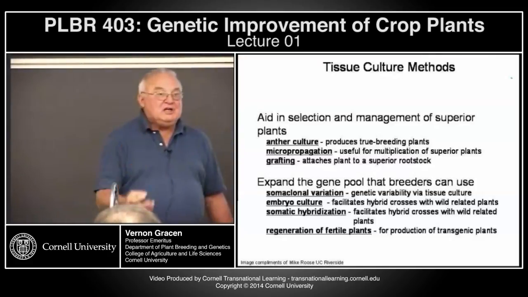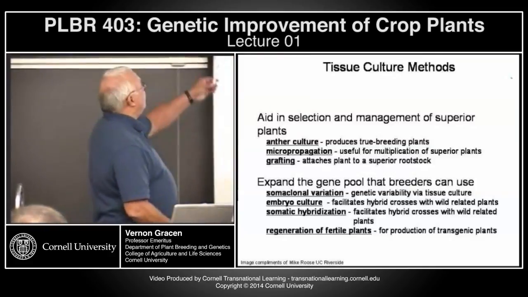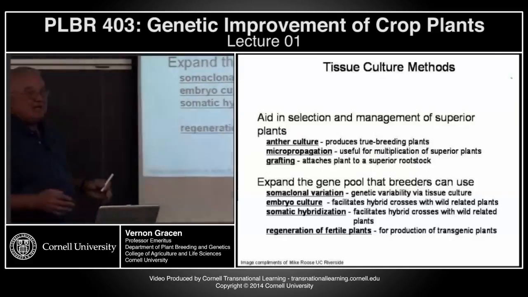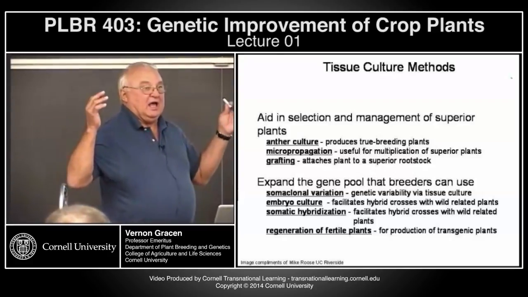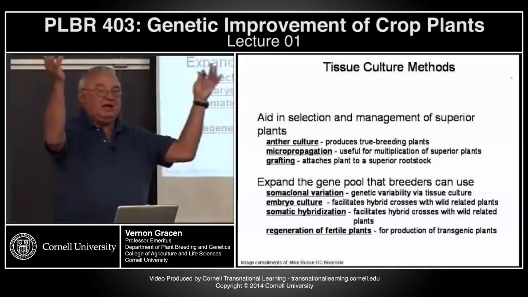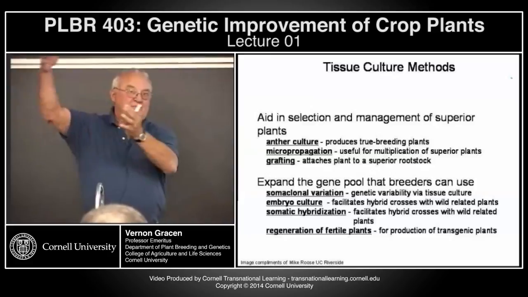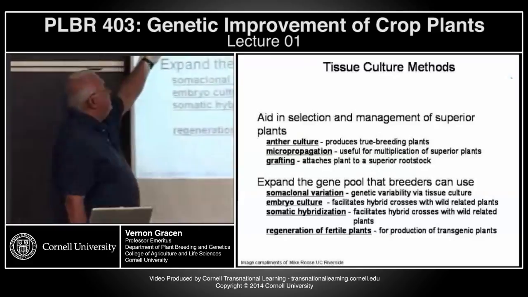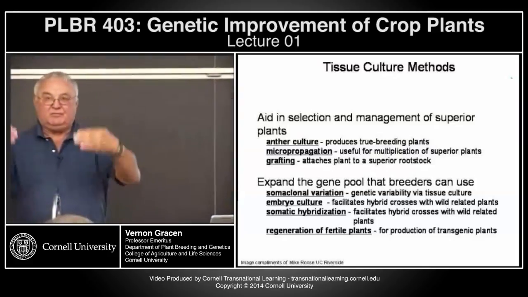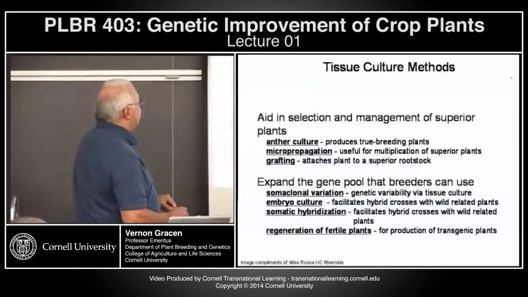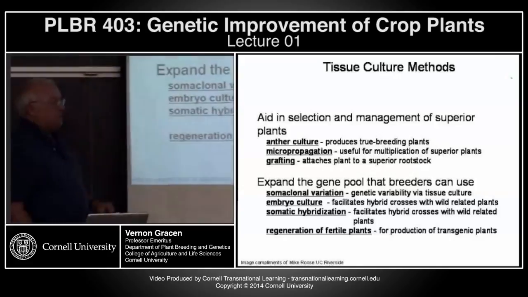But tissue culture really provides plant breeders with two major things. First, it helps to select and manage superior plants, so that if you can produce a good variety and it's a cross out-pollinated plant and you can't really increase that through any sexual cycle to maintain that pure variety, you can go through vegetative propagation and utilize tissue culture techniques to maintain and manage individual genetic packages. More importantly, tissue culture gave breeders a means to expand the gene pool.